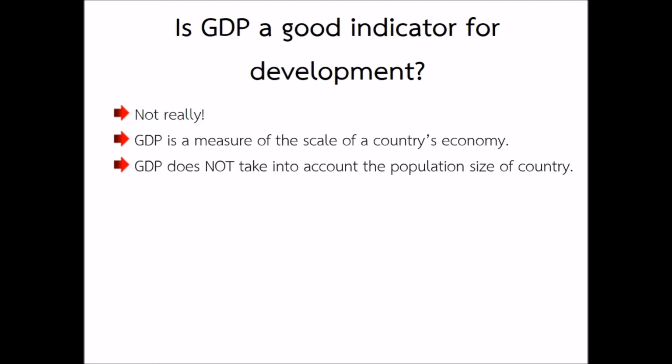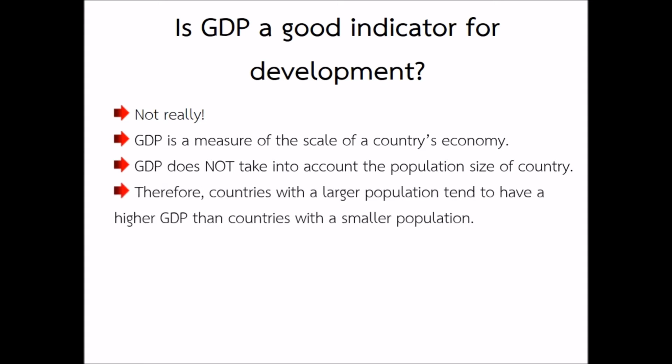And because of this difference in population size, China has a much higher GDP than Sweden, because there are many more people, and all of these people are contributing to the production in China. So the more people, the more you can produce, mostly. And this is the reason why China has such a large GDP, because it has such a huge population size. So countries with a larger population tend to have a higher GDP than countries with a smaller population.